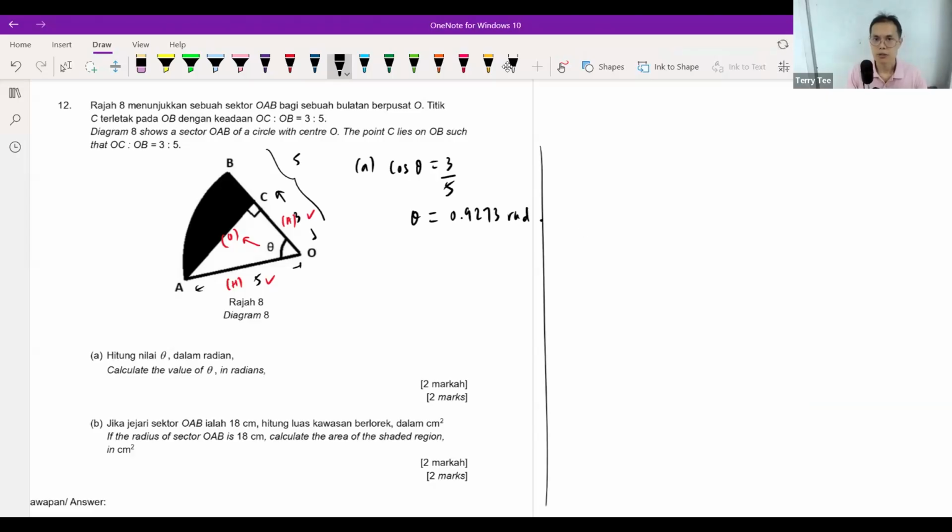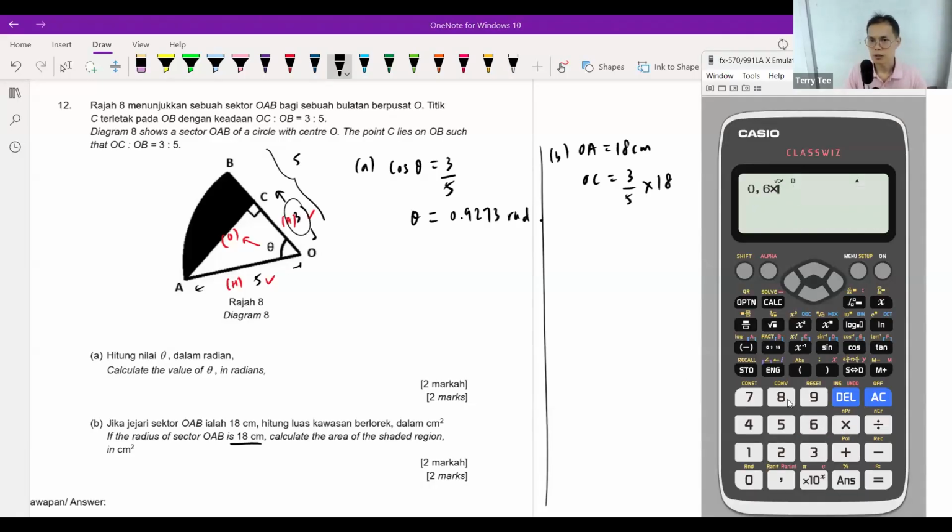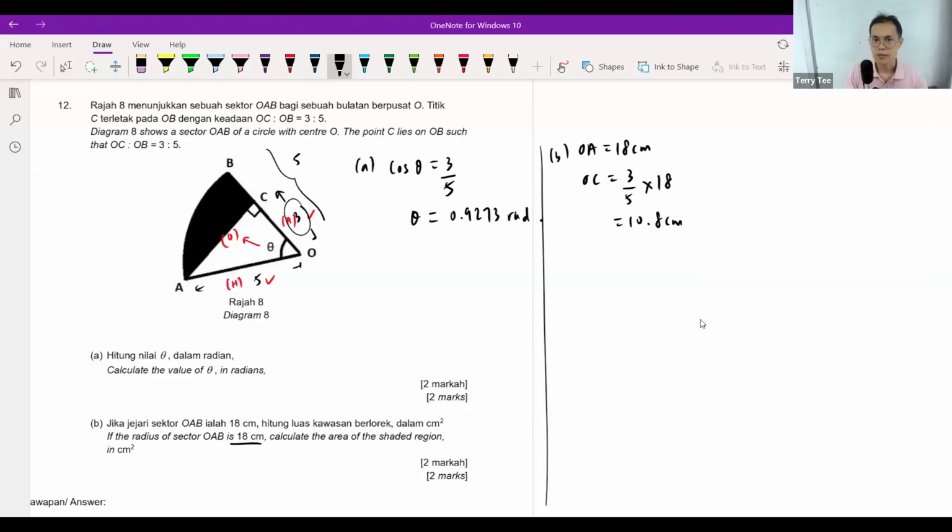Now, next, part B, you're supposed to find the area of the shaded region, given that the radius is now 18. If your radius is 18, we can identify that OA is 18, no problem. But your OC is 3 over 5, this is 3 of the whole thing of 5. So we take 3 over 5 times 18. Now you can use your calculator: 3 over 5 is 0.6, times 18. That will give us 10.8. Then let's find out what's your AC. AC will be 4.